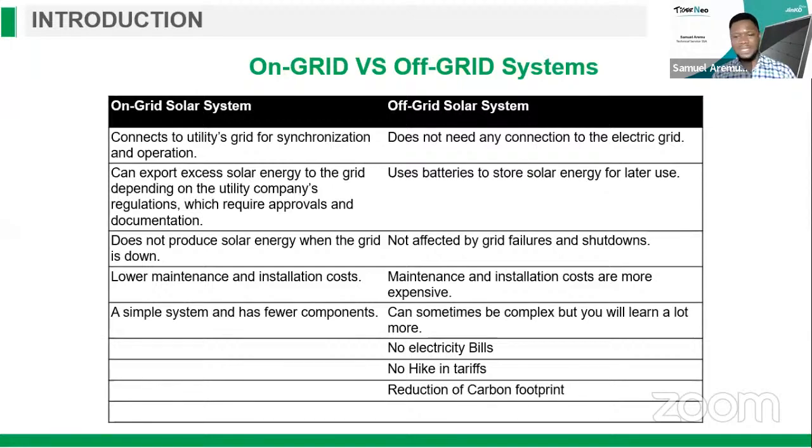Sometimes the system might be complex because you have more equipment compared to on-grid systems. Also, for an off-grid system, there's no electricity bill, so you don't have to pay bills. Even if there's an increase in tariff, you are not likely affected. And also, we've been talking about climate change, and with an off-grid system you actually reduce the carbon footprint, because with on-grid systems, you are coupling your system to a source being powered by, let's say, coal, or carbon dioxide emitting sources.